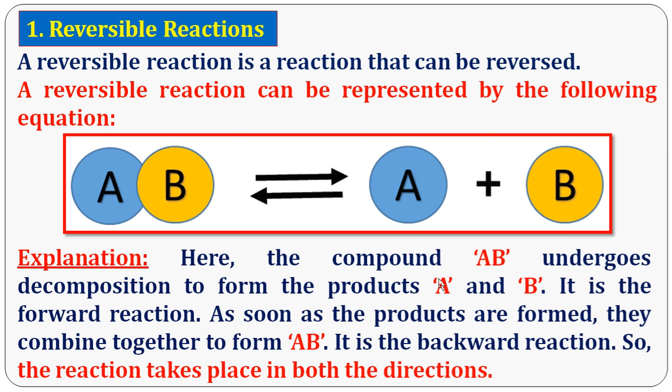So here a compound AB undergoes decomposition to form the products A and B. It is the forward reaction. And the products that are formed combine together to form AB, the backward reaction. So the reaction takes place in both the directions.